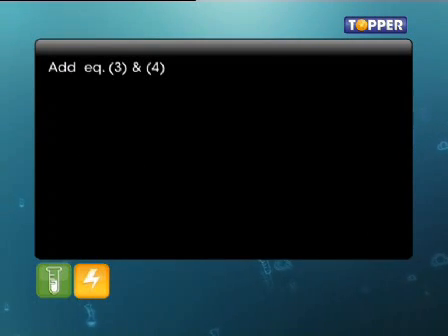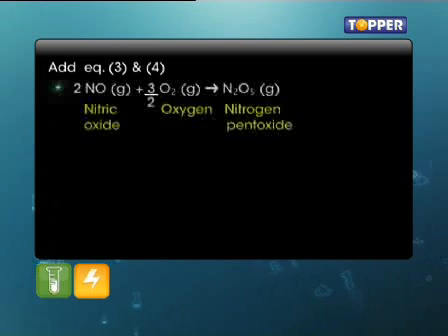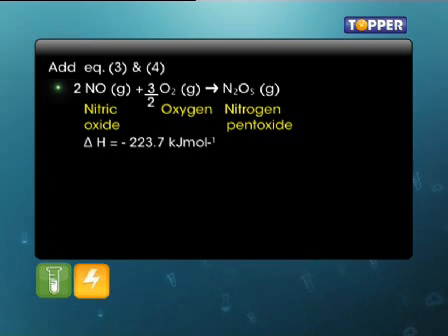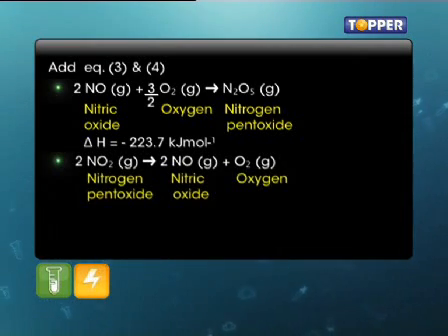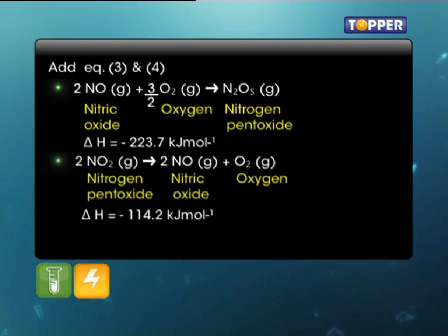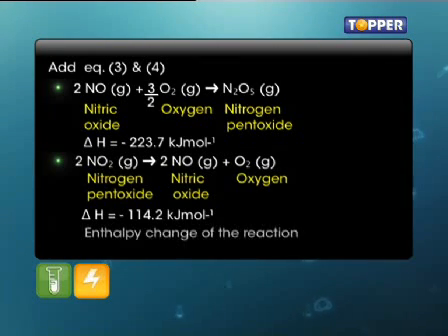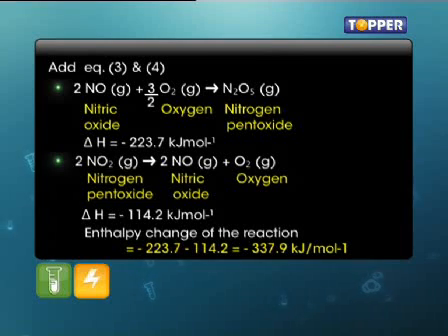On adding equation 3 and equation 4, that is 2NO plus 3 by 2 O2 gives rise to N2O5, delta H is equal to minus 223.7 kilojoules per mole, and 2NO2 gives rise to 2NO plus O2, delta H is equal to minus 114.2 kilojoules per mole, enthalpy change of the reaction is equal to minus 337.9 kilojoules per mole. We get minus 337.9 kilojoules per mole as the required enthalpy change.